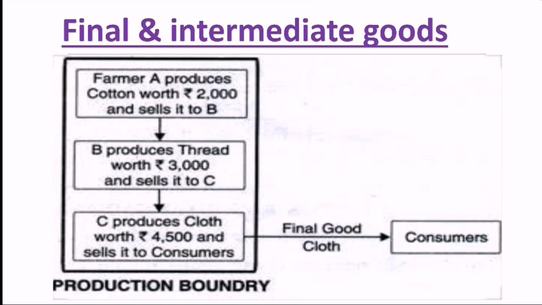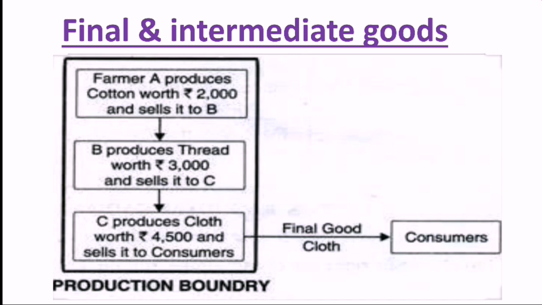Now, the next concept that we have to deal with is final and intermediate goods. So basically, final goods are those goods which are reaching the consumer, that we are using, okay? And intermediate goods are kind of raw materials that are used for producing that final good which is reaching us, okay? For example, here in this case, you can see that cloth is a final good because consumers are buying cloth, and cotton as well as thread are intermediate goods.